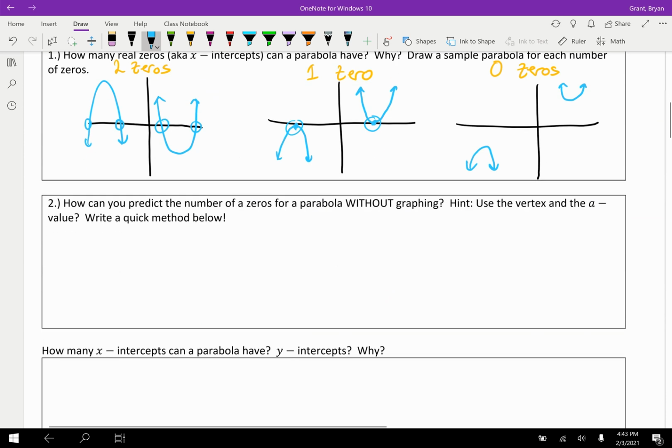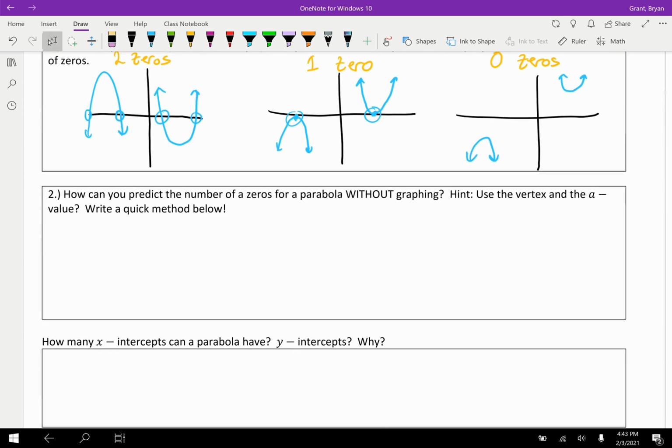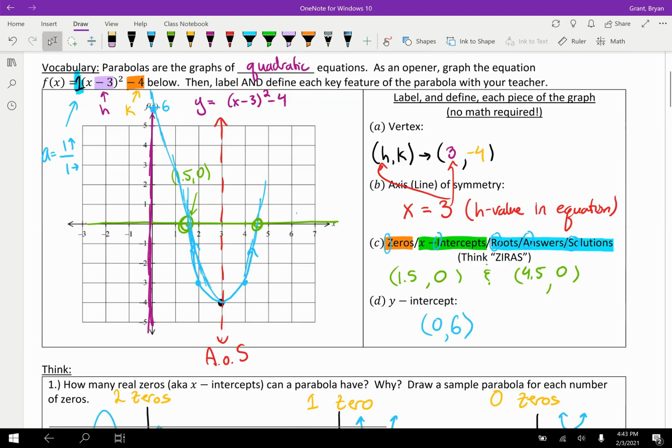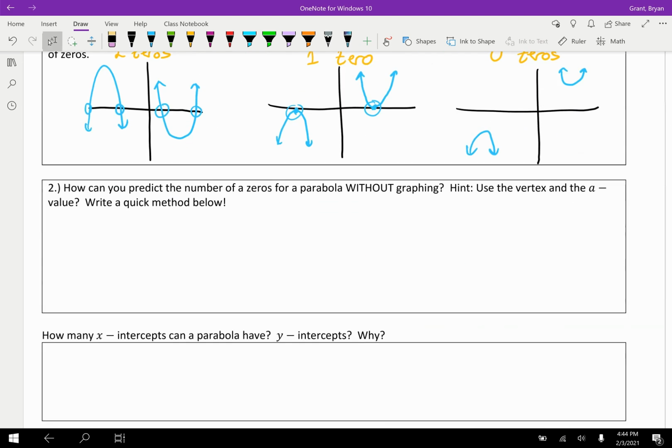All right, well, that's all fun and exciting, but could we maybe predict the number of zeros of a parabola without graphing? Well, thinking about the opener up at the top, could we have looked at this equation and said, based on what I know about A, H, and K, that it already crossed the x-axis 2 times? Or maybe another way to phrase this is, what makes a parabola cross the x-axis twice? Where does it have to be located? Which way does it have to be facing? So why don't you go ahead and think about this? I did give a few hints to this as well, and then we'll come back together and see how you did. Ready, steady, go.